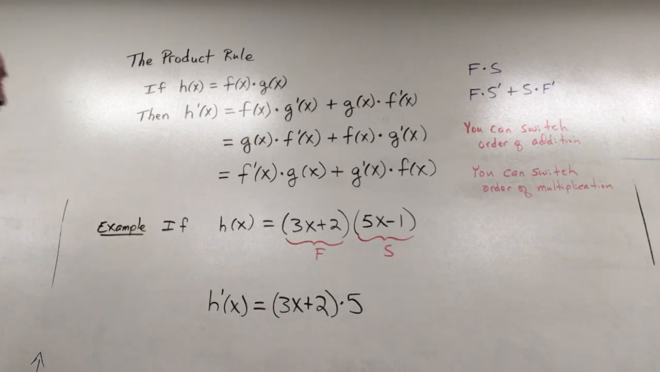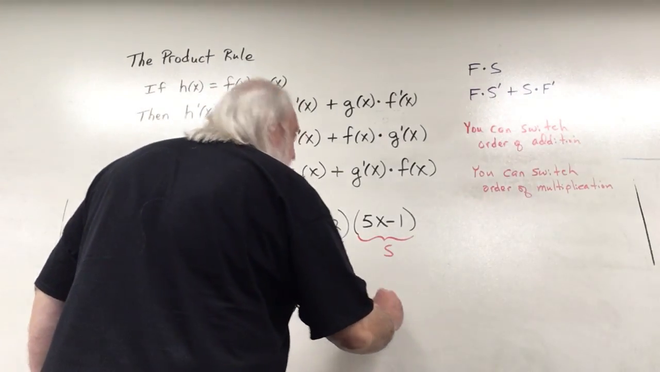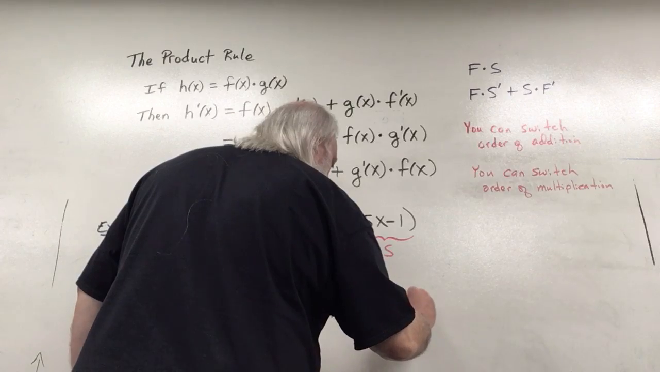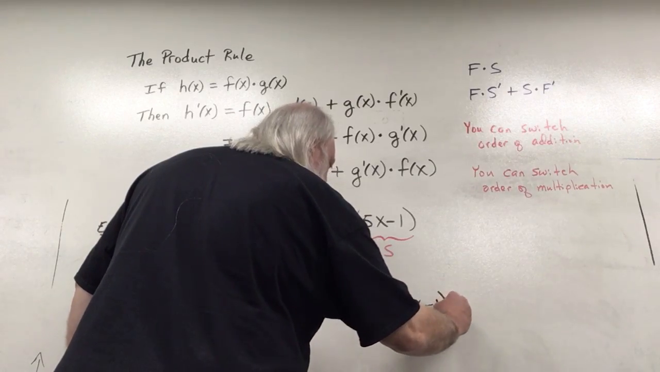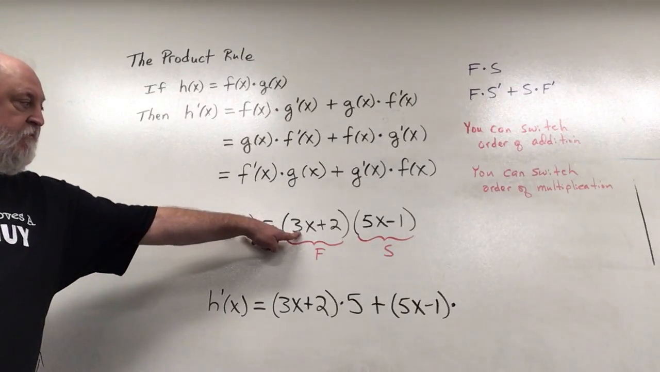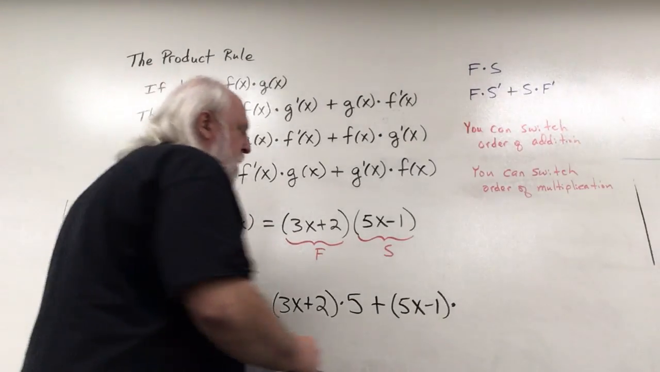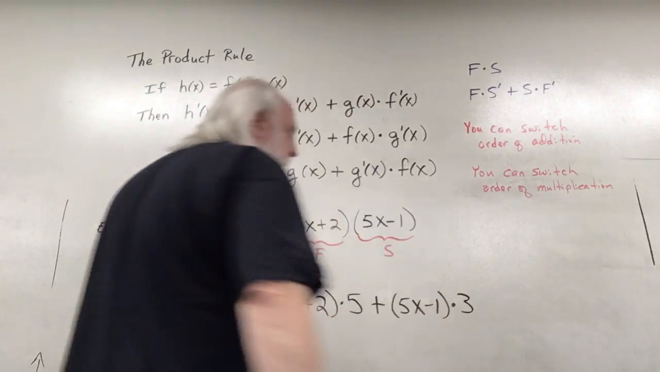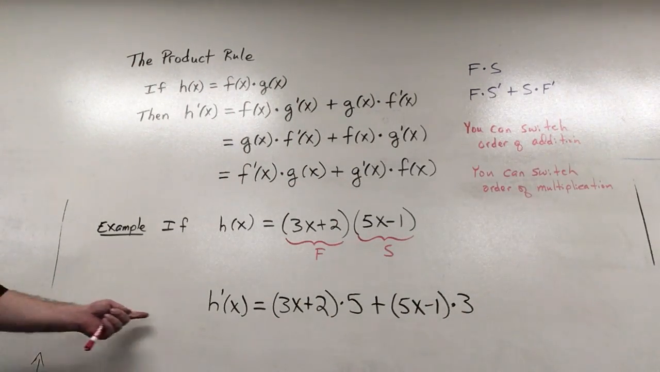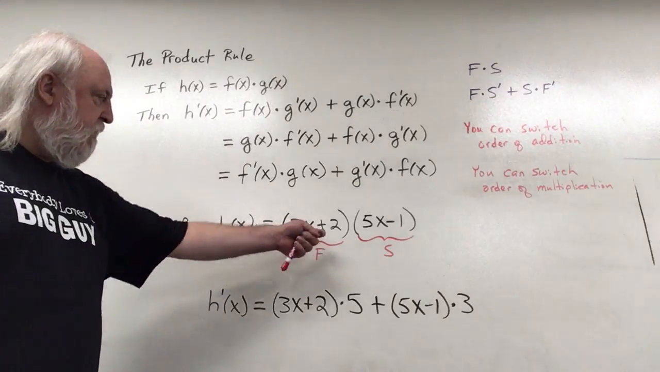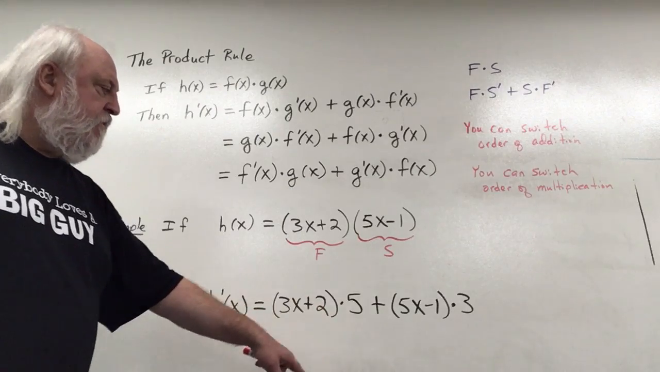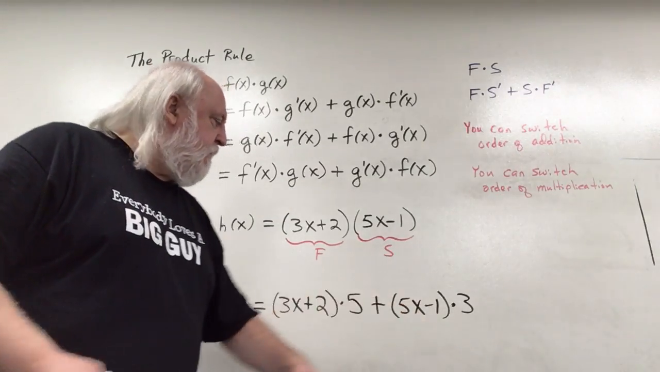So then I add to that the second function, 5x minus 1, and I multiply that by the derivative of the first function. Well, the derivative of 3x is 3, and the derivative of plus 2, the constant, you know, is 0. And so h prime of x, right, the derivative of this function up here, is equal to 3x plus 2 times 5 plus 5x minus 1 times 3.